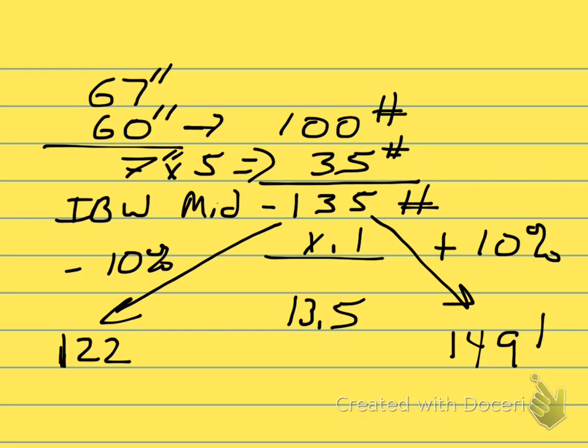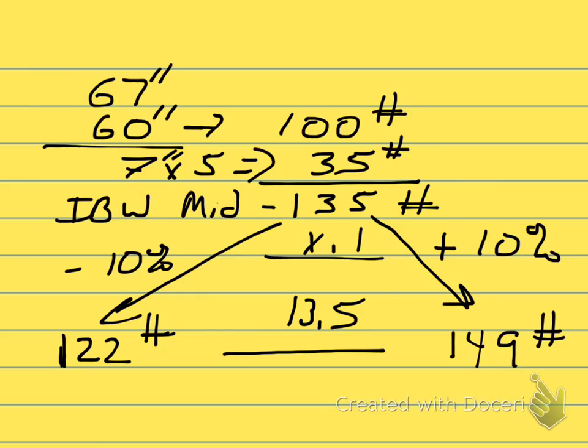149 pounds. So our ideal body weight range for this individual is 122 pounds to 149 pounds. All right? And we'll keep those numbers in mind as we move forward.